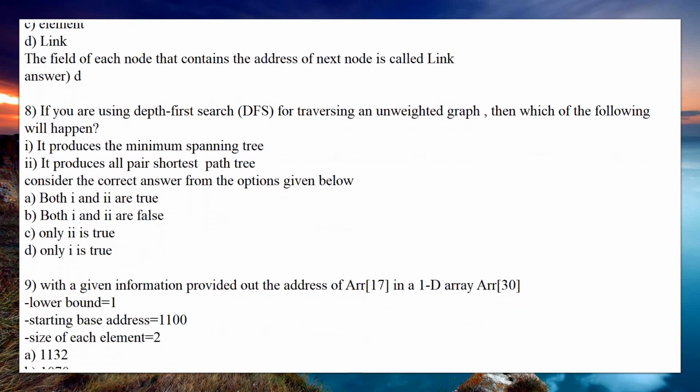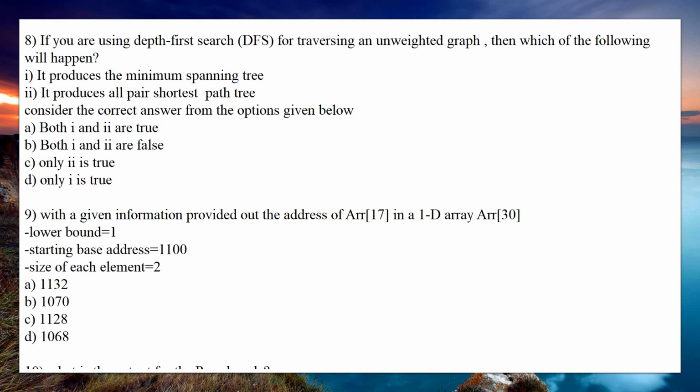The next is the eighth question, which is on depth first search. If you are using a depth first search for traversing an unweighted graph, then which of the following will happen? The first one is whether it produces the minimum spanning tree. The second is whether it produces the all pair shortest path tree. Here you need to consider the answer from the options given below: whether both 1 and 2 are true, both 1 and 2 are false, only 2 is true, or only 1 is true.